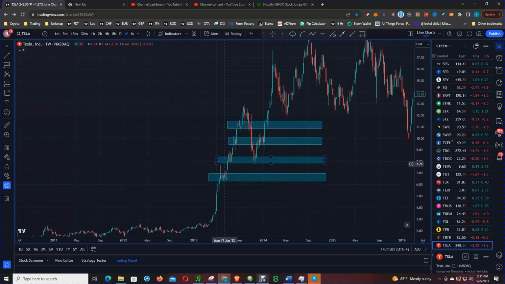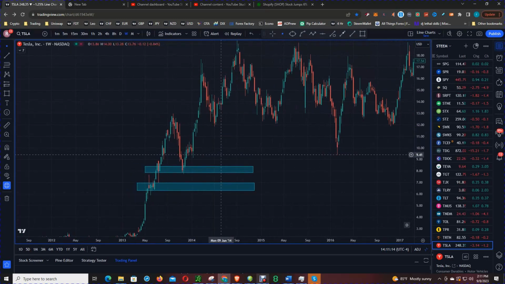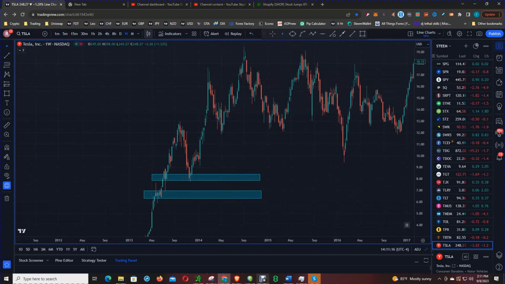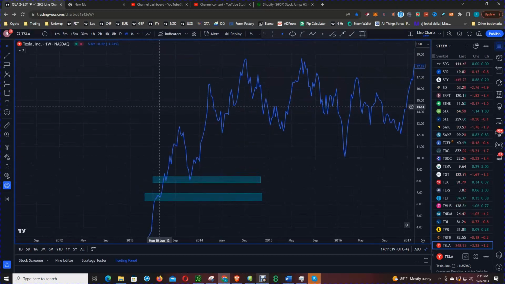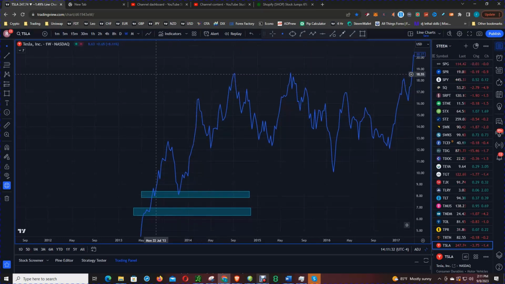Put in the candles. This zone worked out. This zone didn't work out. This zone did not work out. This zone has not been hit yet. Put back on the line chart. Rally, base, drop, base, drop. Here was the level here.